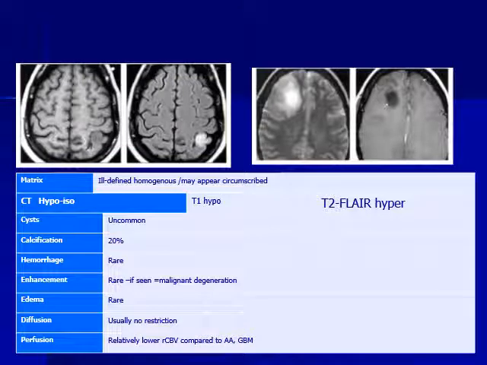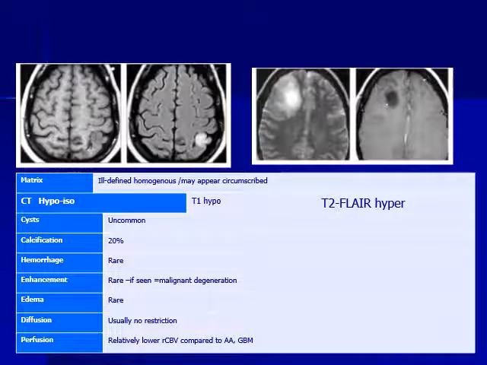The margin is ill-defined, homogeneous, and may appear well circumscribed in early stages. Iso to hypo on CT, T1 hypo, T2 and FLAIR hyper. Cysts are uncommon, calcification in 20%, hemorrhage is rare, enhancement is rare. Usually, if we see enhancement in a glioma, it is not low grade. Edema is rare, the diffusion is not restricted, and the perfusion usually shows lower relative cerebral blood volume compared to anaplastic astrocytoma or glioblastoma multiforme.